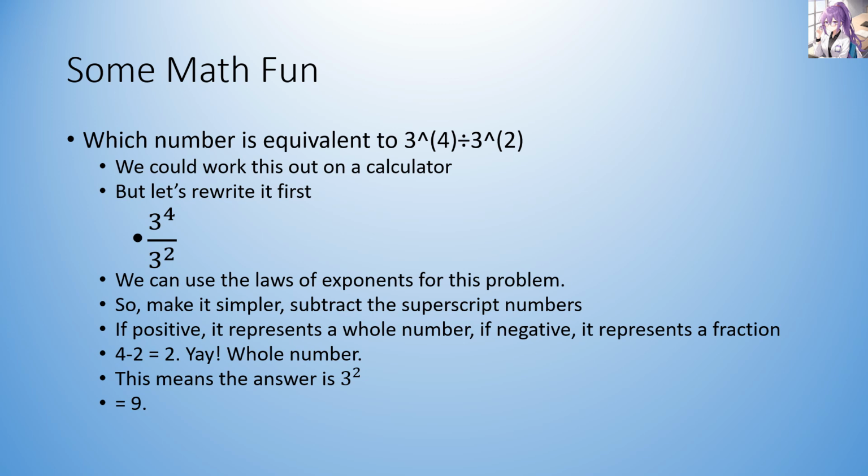We can determine what the easier way is by rewriting it. When we rewrite it, we get 3 to the 4th over 3 squared. And if we rewrite it that way and have taken enough math, we know that we can use the laws of exponents to do this. We're going to subtract the number in the denominator from the number in the numerator. If it's positive, we have a whole number. If it's negative, we have a fraction. So we're going to subtract 2 from 4, or 4 minus 2, and we're going to get 2. So since it's positive, we know the result is 3 squared, which is equal to 9.